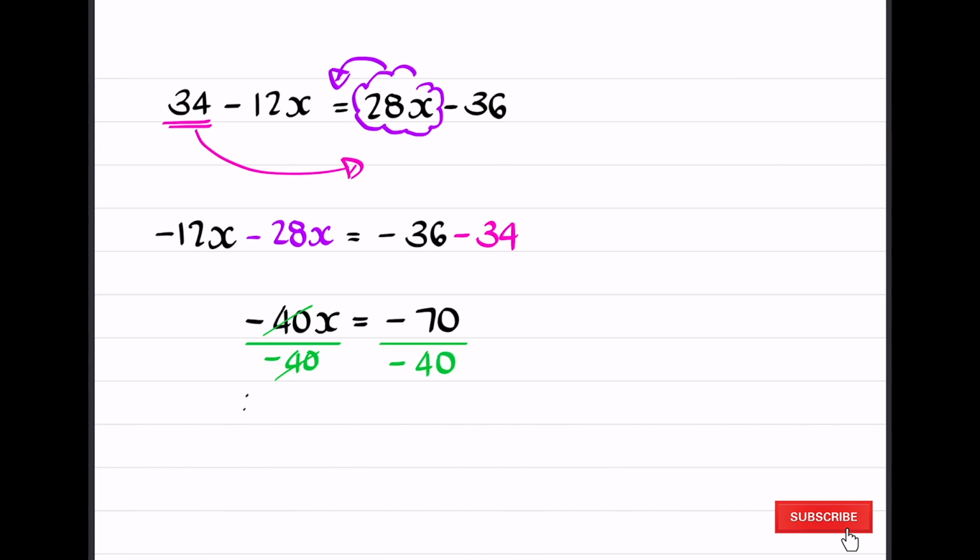So now I have negative 40x divided by negative 40, which is x, equal to negative 70 divided by negative 40, and negative divided by negative is a positive. 70 divided by 40 becomes 7/4.